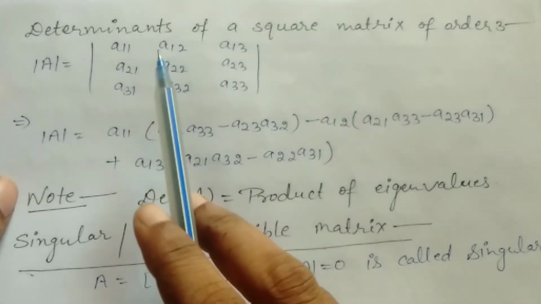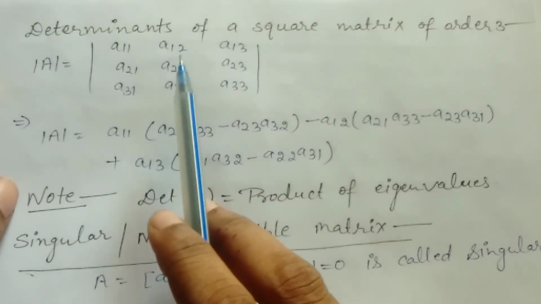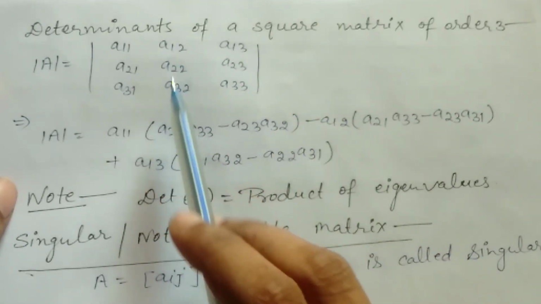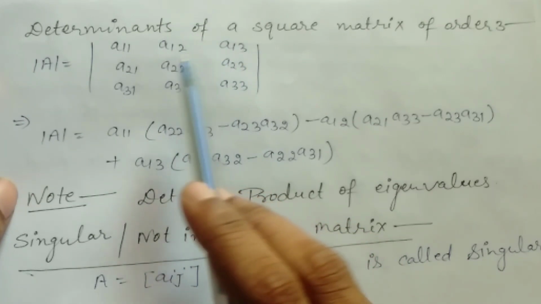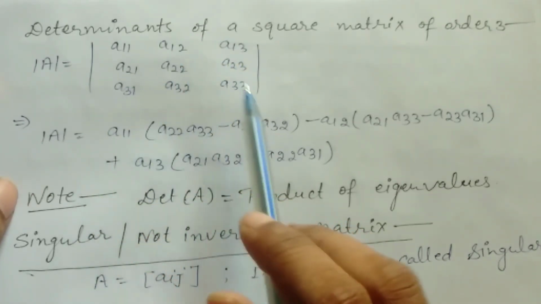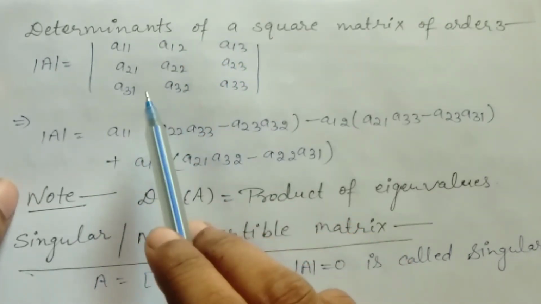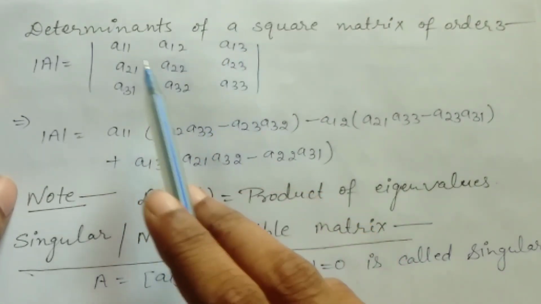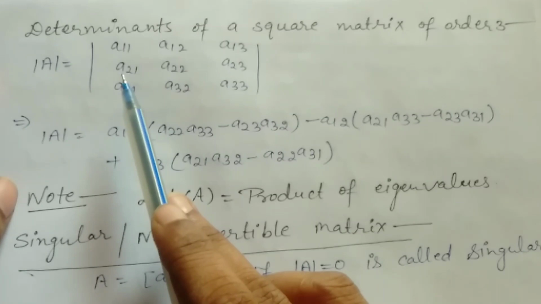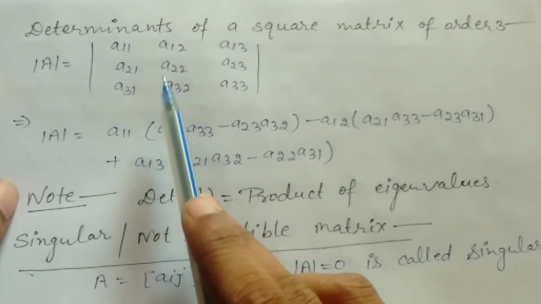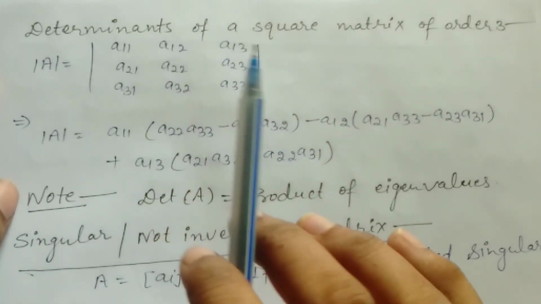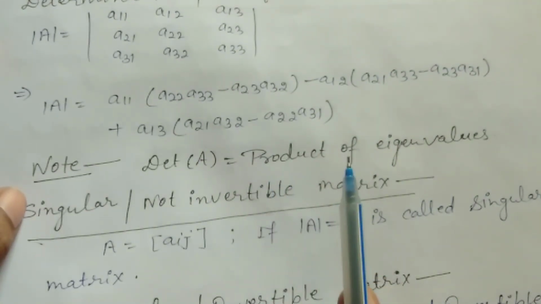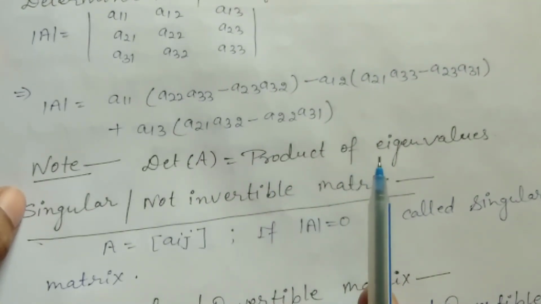And the next step is minus A12. After that, this row and column will be deleted: A21 A33 minus A23 A31, plus A13, and this corresponding row and column are also deleted: A21 A32 minus A22 A31. Okay. Note, the determinant of A equals the product of eigenvalues.